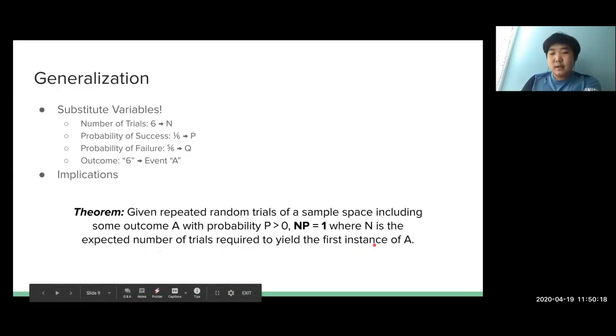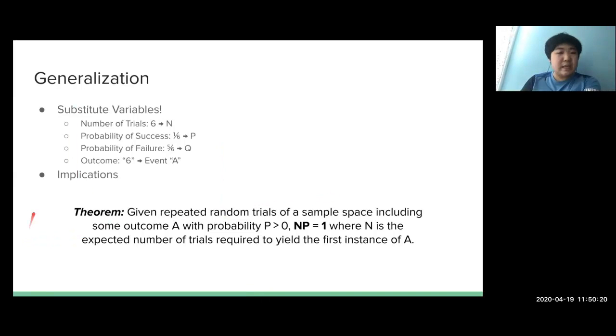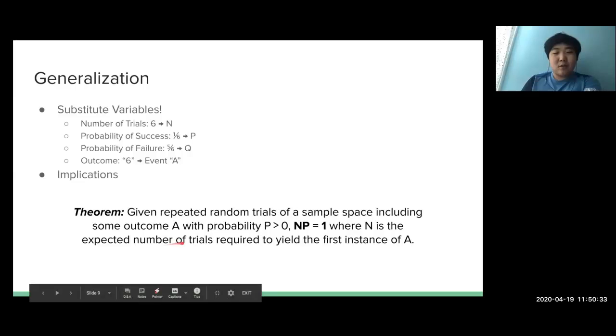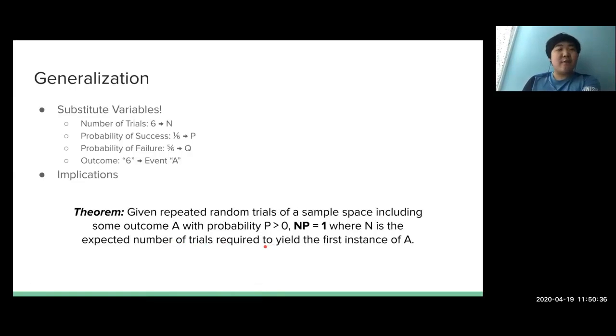So what this means is that this is applicable to any other probability sample space out there. So for example, if I'm rolling a 20-sided die instead of a 6-sided die, the expected number of trials required to yield, say, a 1 is going to be 20, because that's the reciprocal of 1 over 20. And now we know that NP equals 1. Obviously, you can substitute the variables into the proof, thereby allowing you to prove this without going back to the original proof and attempting to redo it.